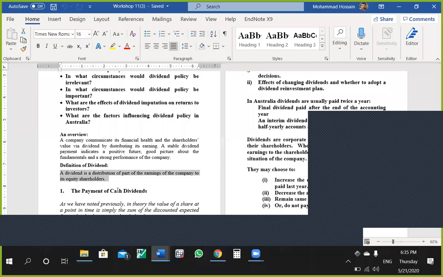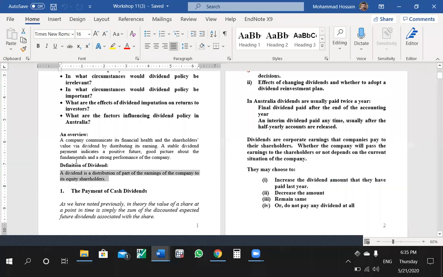First, we're going to learn about what a dividend is. It is explained here: a dividend is a distribution of part of the earnings of the company to its equity shareholders. Which means that a portion of the earnings will be distributed among all the existing shareholders according to the shares they purchased.